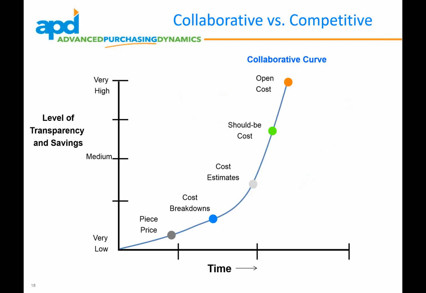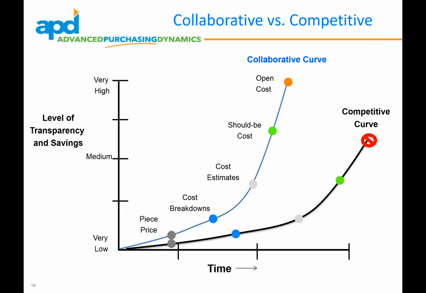Well, I've represented the curve in a slightly different manner here. It's a little steeper, kind of a hockey stick, and really the notion here is getting to a collaborative partnership with somebody. And why is it important to be collaborative and to have an open book cost model, or at least a good working relationship with your suppliers?